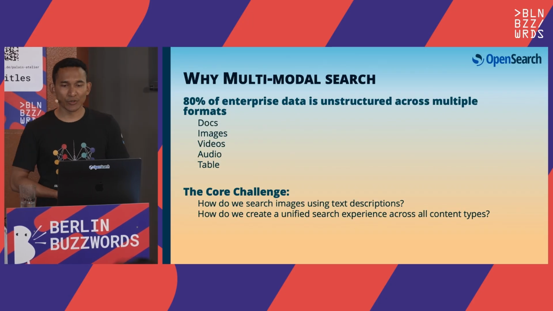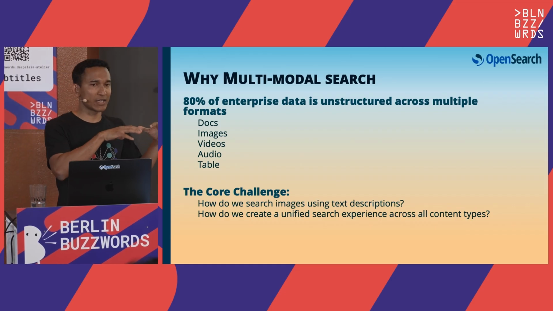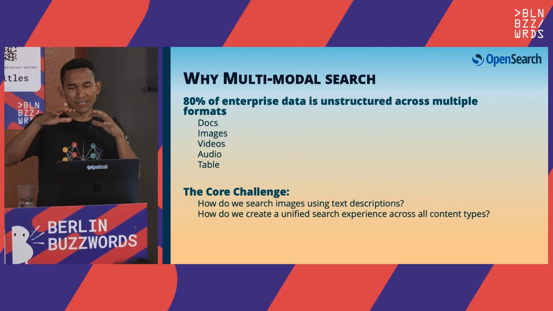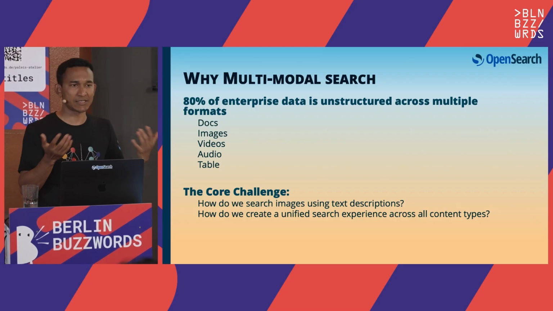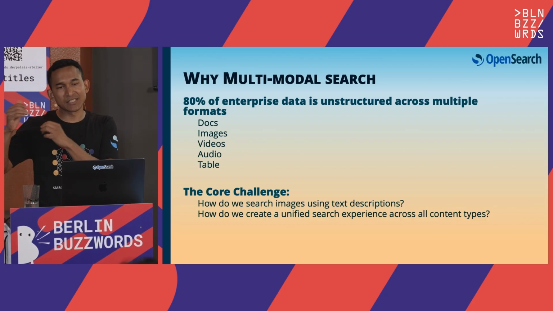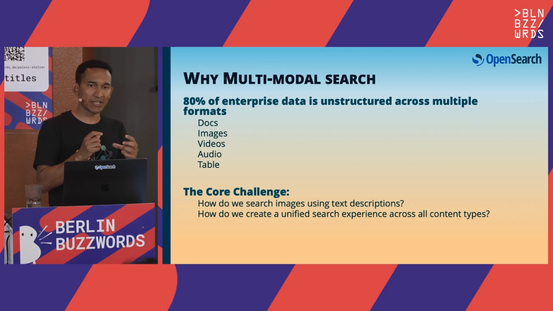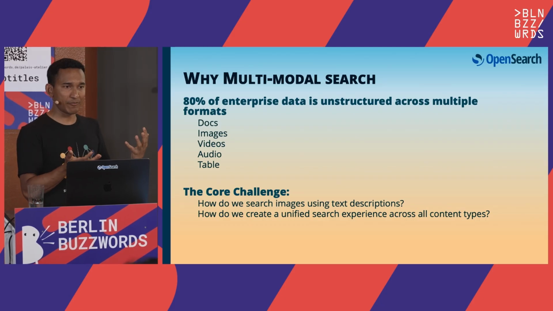Okay, so now the question is, why do we need multimodal search? We know how search has evolved. Before, we had traditional keyword-based search, which doesn't work that well. So we moved to semantic-based search. But again, semantic-based search also falls short. So we want to combine these two as a hybrid search.